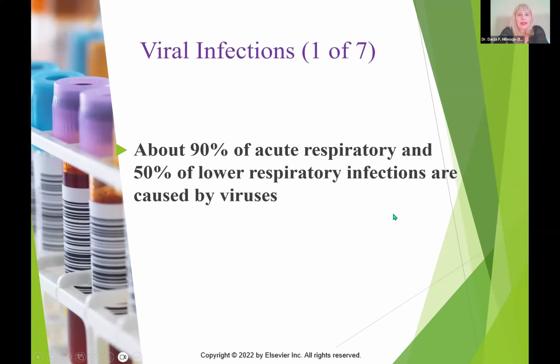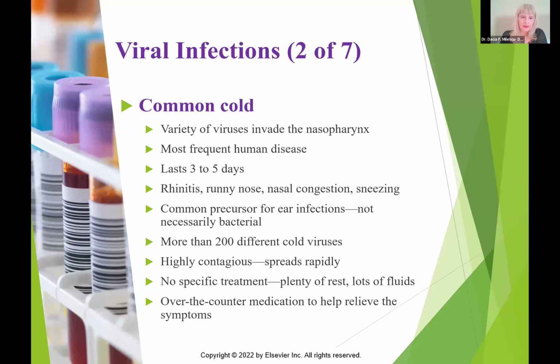All right, so about 90% of acute respiratory infections are going to be upper and acute, and then 50% of lower respiratory infections are caused by viruses, okay? So viral infections are pretty much 90% of all respiratory infections, and 50% of lower respiratory infections are caused by viruses. What does that mean? The other 50% of lower respiratory infections are bacterial. All right, and then towards the end of this presentation, I'll talk about fungus among us as well, which means I'm going to talk about candida and all those other ones.